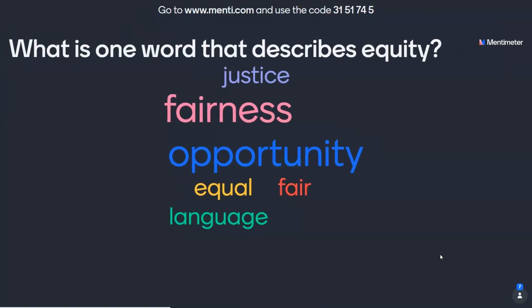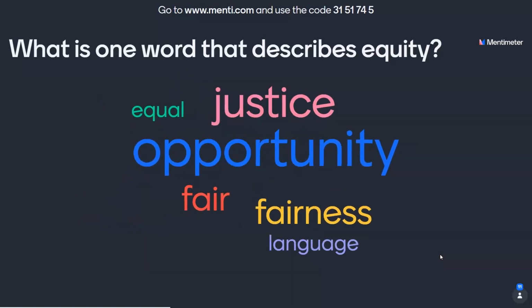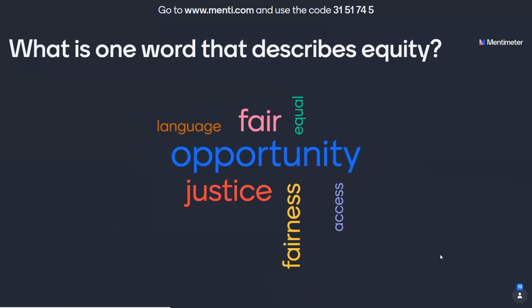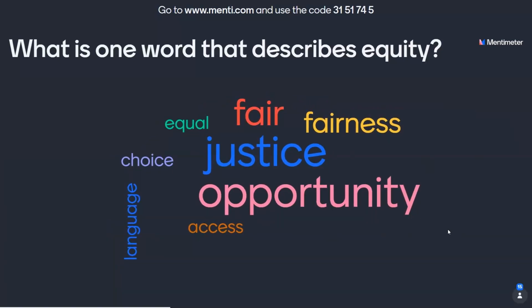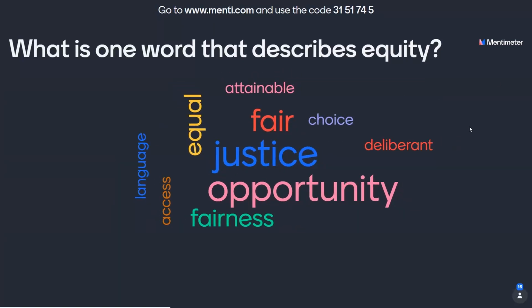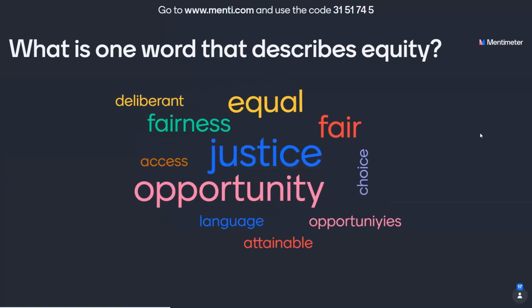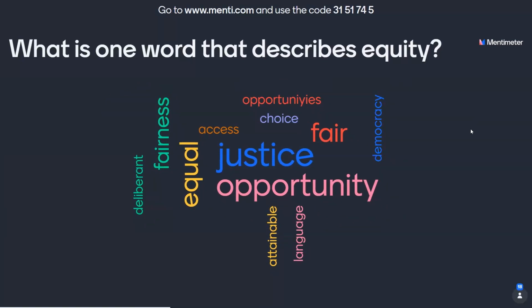Awesome. Fairness, justice, opportunity, equal, language. Great, people are getting the hang of it. Even though we're not going to be using another word cloud, at least you get a sense of the interface. We're going to have a couple polls. Attainable, choice, deliberate. The access, more opportunities, democracy.